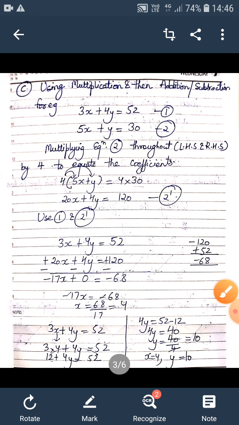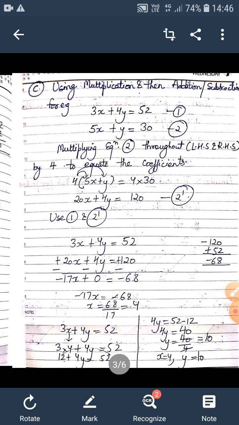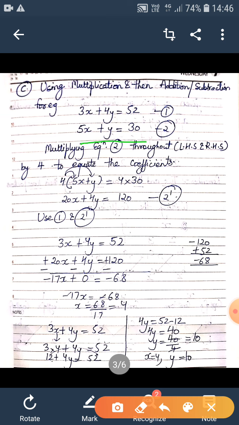Now moving on, let us see these two equations. We have 3x plus 4y equals 52 and 5x plus y equals 30. As you can see, if we add these equations, then we are not going to remove any of the variables. If we subtract these equations also, we cannot remove any of the variables, neither x nor y. So what is the third technique? That is, we can equate the coefficients first. So we have to multiply these equations or one of the equations by a number so that the coefficient of any one of the variables becomes the same.